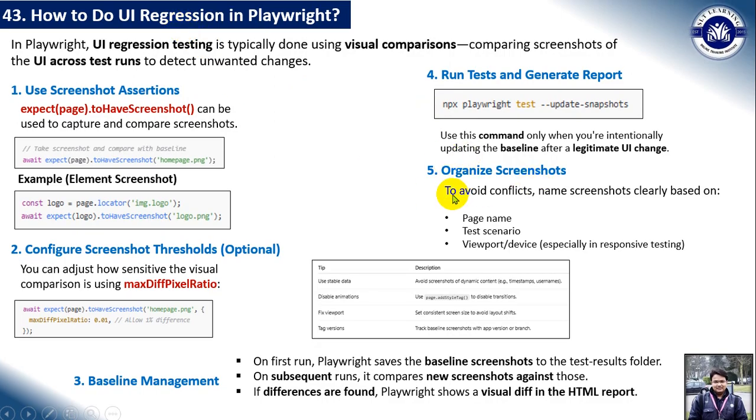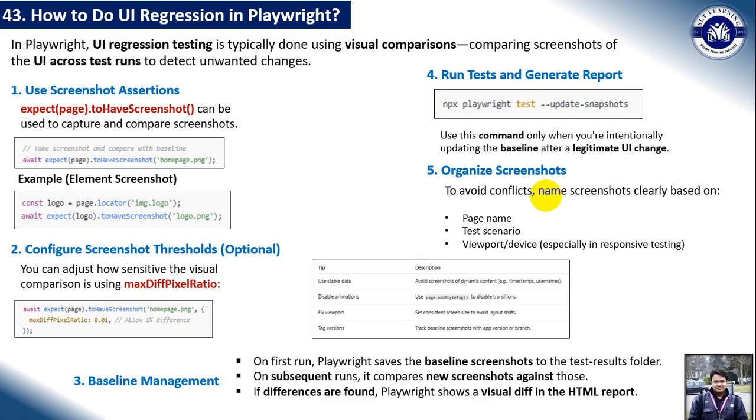Another way you can do the UI regression is to organize the screenshots. When you are generating the screenshot, make sure you give a proper file name based on the page and the section, and give the test scenario name clearly, on which device, or the resolution at which you are taking the screenshot. All that information you should store and organize properly, so you can do the comparison easily and identify the defect.